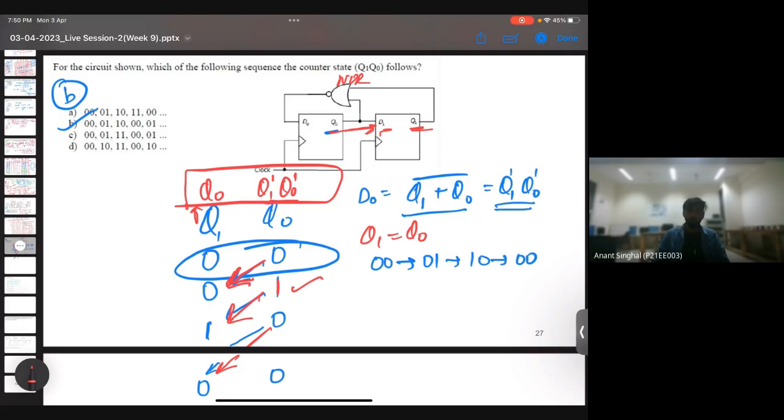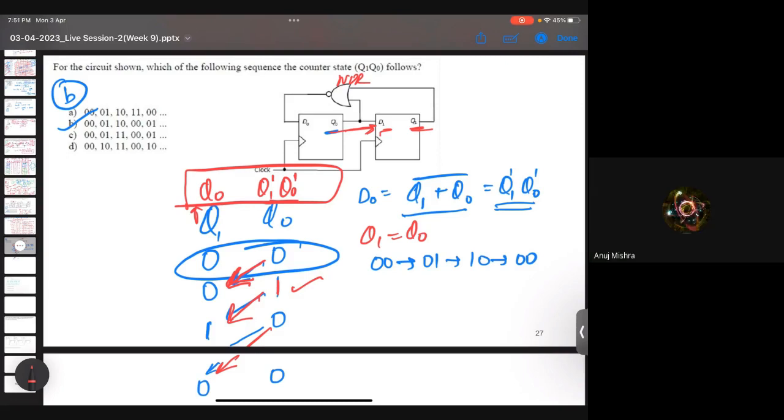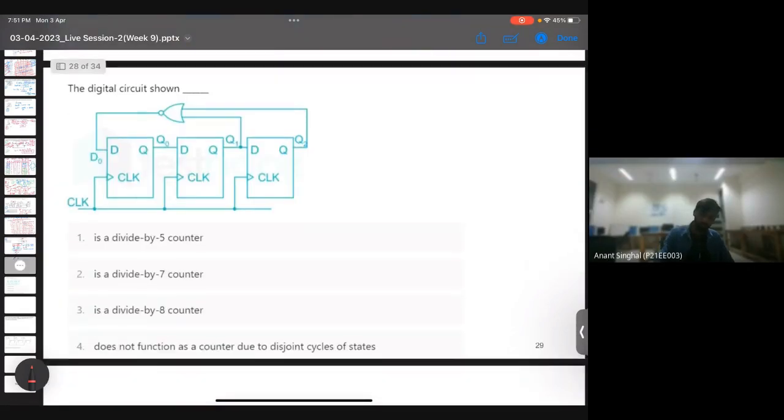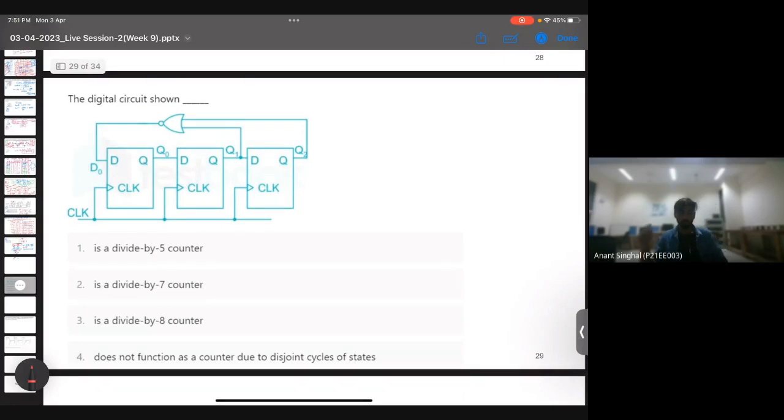Is it clear? Yes, okay. So just do this question then. We don't have much time, so try to do it fast. Maybe I can also do it with all of you. So Q2, Q1, and Q0.